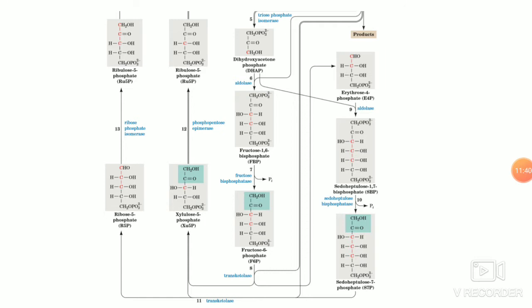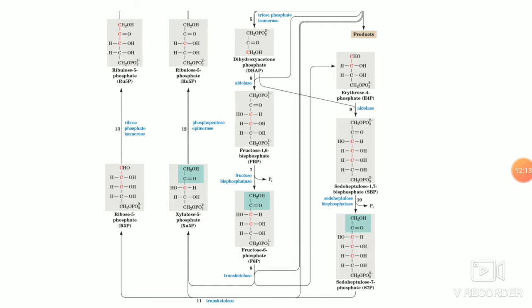Glyceraldehyde 3-phosphate is converted to dihydroxyacetone phosphate using the enzyme triose phosphate isomerase. This is the same enzyme that you have come across in glycolysis. So following this conversion from glyceraldehyde 3-phosphate to dihydroxyacetone phosphate, now there are two paths which will take place, that is from reaction 6 to reaction 8 and from reaction 9 to reaction 11.